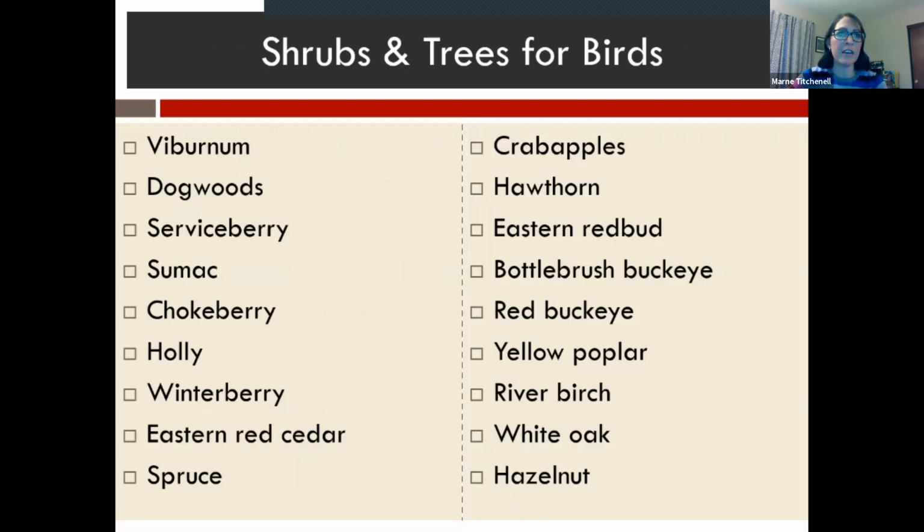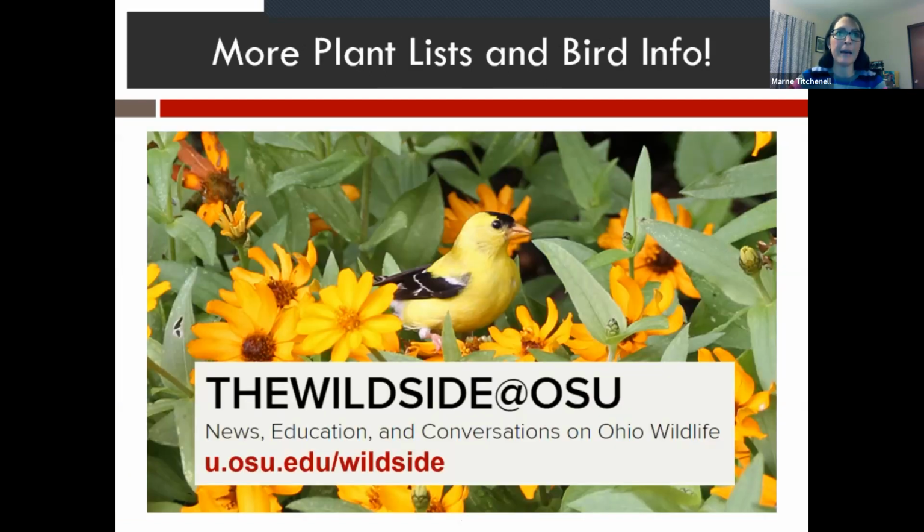And here's another list. Every single one of the species that you see here, in some way, shape, or form, if not multiple, provides a resource for birds. So these are good ones to consider incorporating into the landscape. And if you want more plant lists, you can check out my blog. I think I shared this with you in my last webinar, but here it is again. I've written a few articles on attracting wildlife, and so I have some longer plant lists posted there.